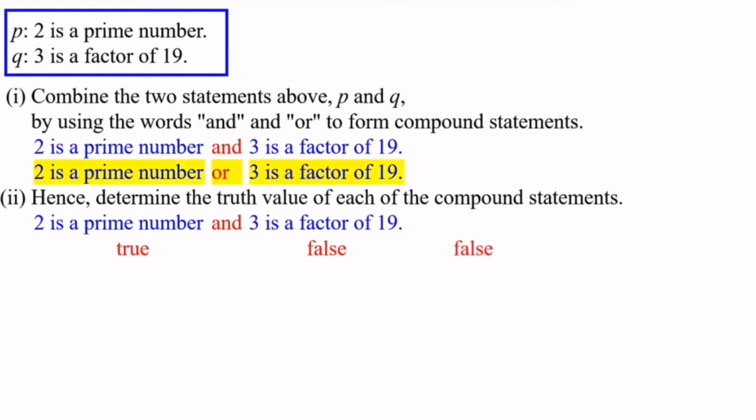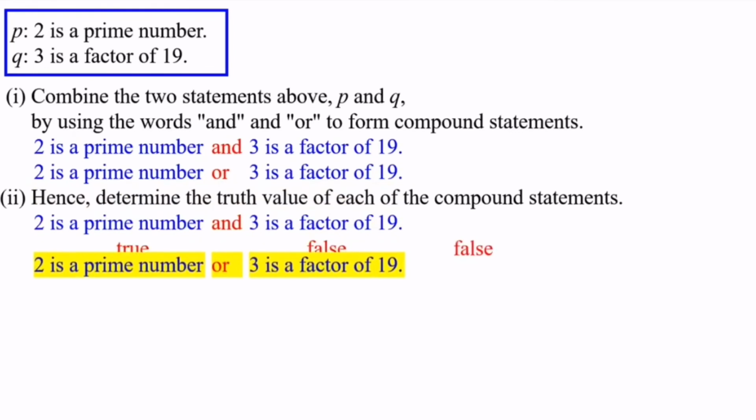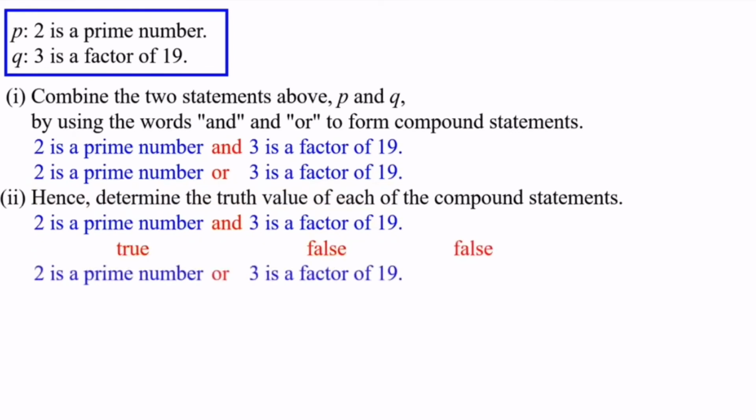So we have to analyze: 2 is a prime number is true, and then 3 is a factor of 19 is false. For a compound statement using or, if either one is true, it will be true. For a compound statement, true or false, it will be true. So please memorize the concept. Due to or, either one true, the compound statement using or will be true. This is how you decide whether a statement with or is true or false.